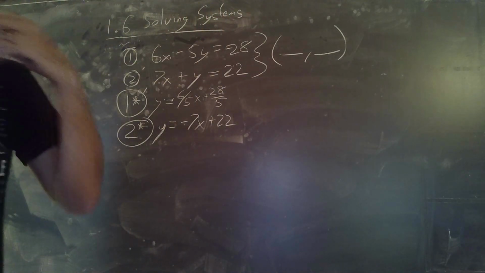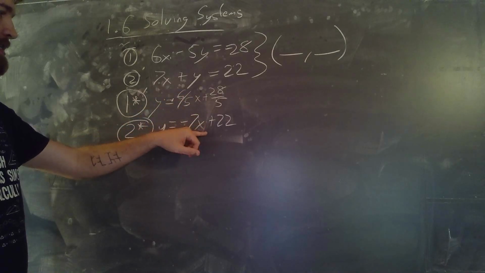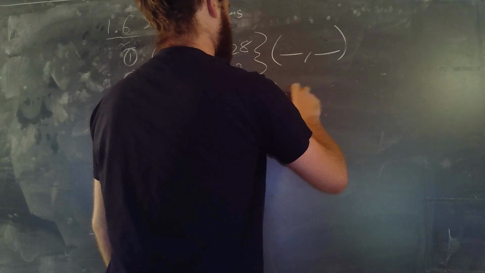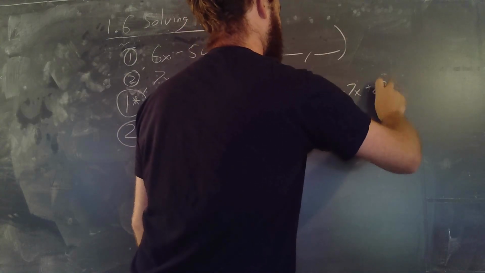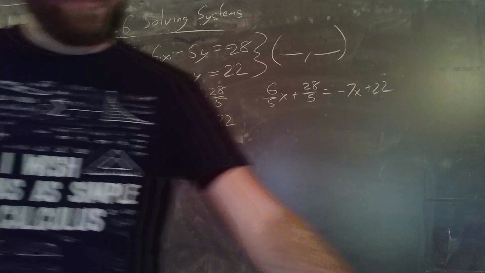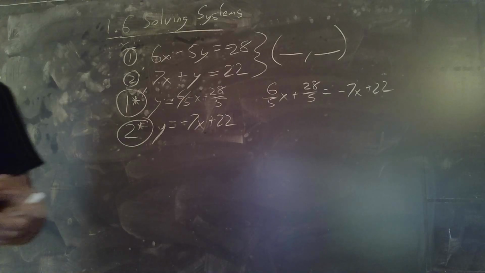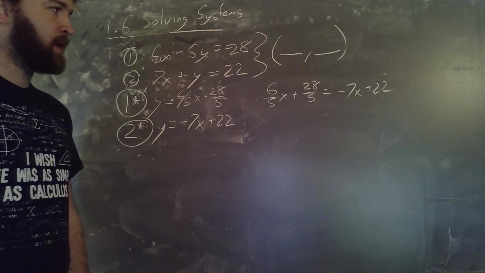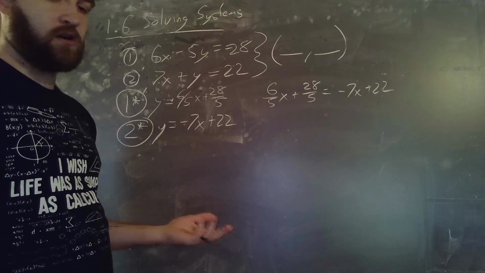Now that we have two equations in mx plus b form, remember I can just set the right-hand side of each equation equal to each other. So I will write 6 fifths x plus 28 fifths equals negative 7x plus 22. And this has effectively transformed our system of equations into a problem from section 1.2, which is much easier to solve. So we look for DCS. There's no distribute, there's no combine, so now we're at the solving step.